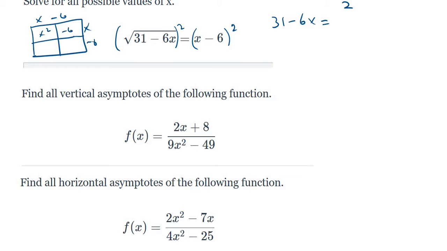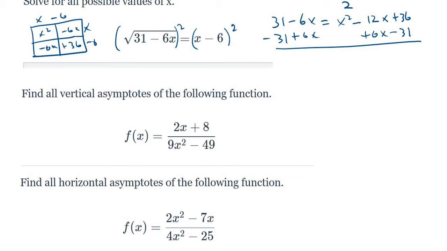So x squared minus 6x minus 6x plus 36. So it will be x squared minus 12x plus 36. Which, after you rearrange everything, get all this to the other side. Just do the opposite. So plus is negative 31 plus 6x. I'm just moving everything to the one side so that this goes away.